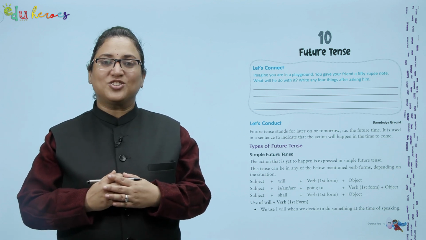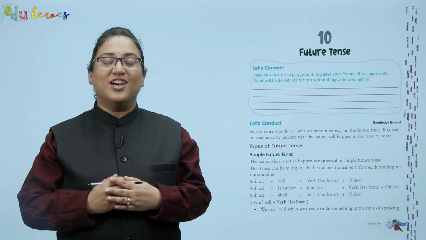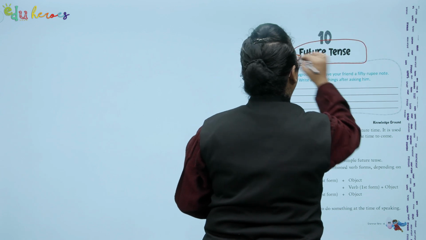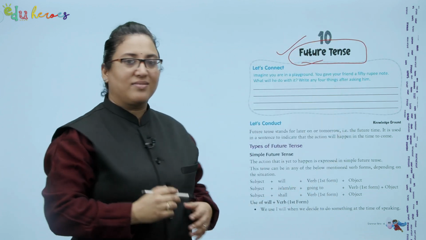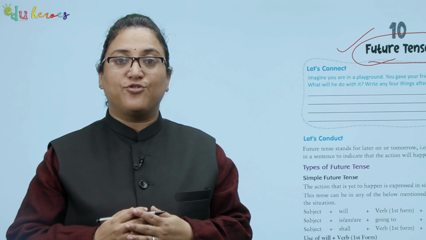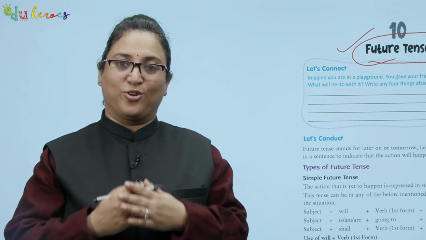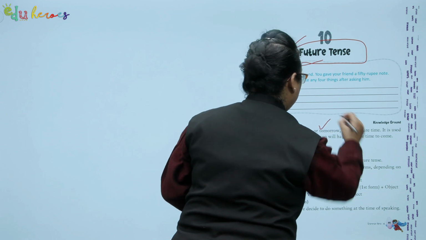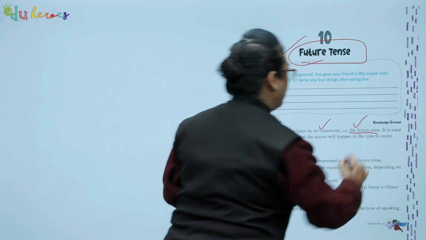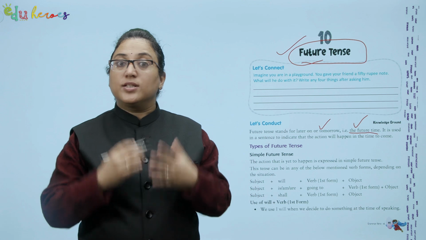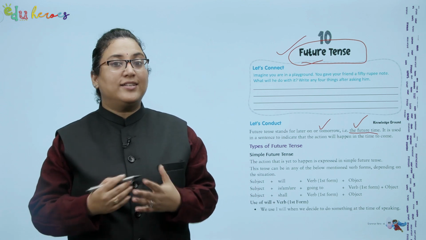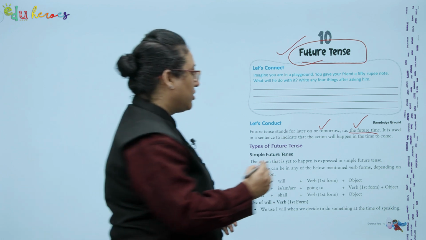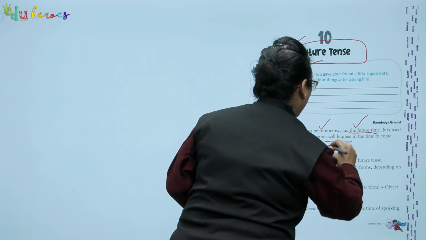All this is talking about tomorrow, something that has not happened yet. Right, that's the topic for us today, that is future tense. Future tense stands for later on or tomorrow. That is the future time. Maybe tomorrow exactly or somewhere in future. It is used in a sentence to indicate that the action will happen in the time to come. So the keyword for you is will happen.